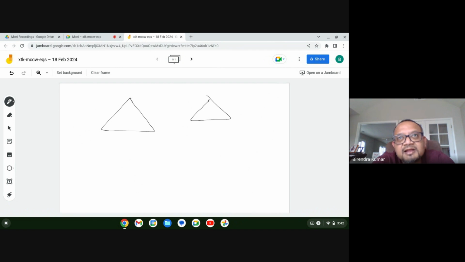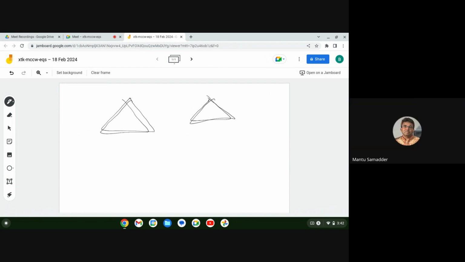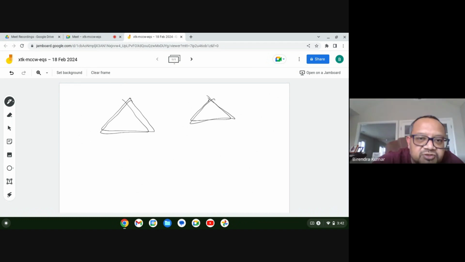So, similar triangle means the triangles where the angles are equal to each other. Meaning, let's say I have this triangle and this triangle. When you say the two triangles are similar, what it means is that one of the angles in this triangle is equal to the other angle in this triangle.